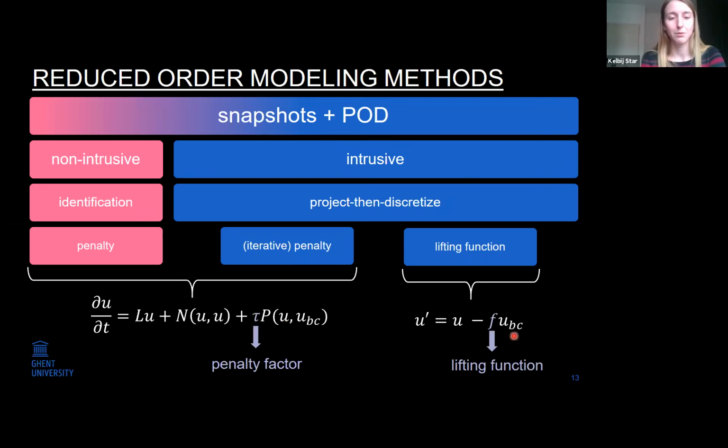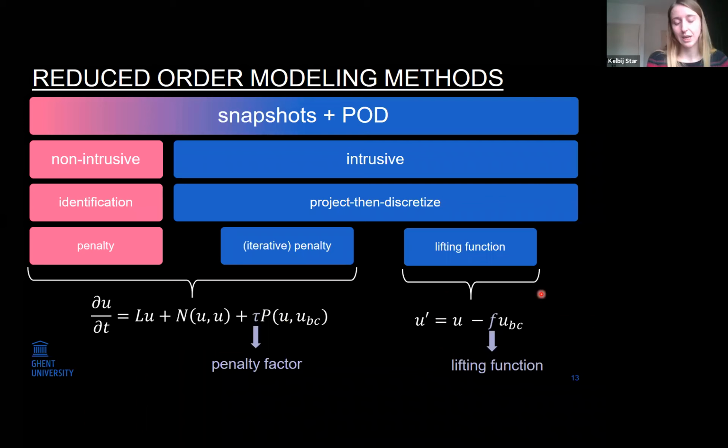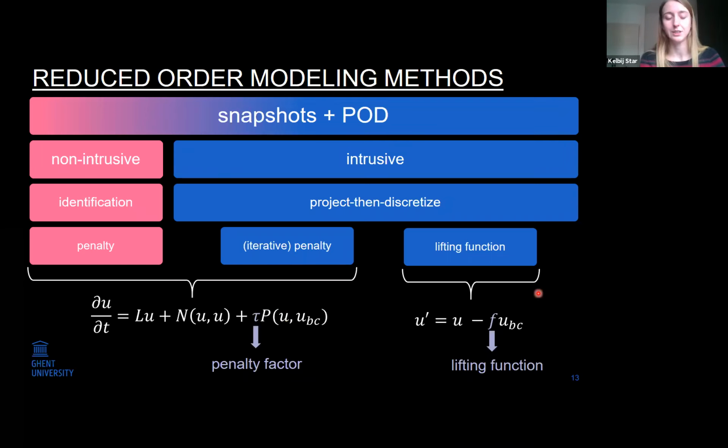Then the lifting function approach. Basically you have your solution and you subtract your lifting function, such that all the snapshots, all the forward data, have homogeneous boundary conditions. Then you apply POD and construct your reduced order model, you solve your reduced order model, and basically you add your lifting functions again, and that's also a way to impose them.